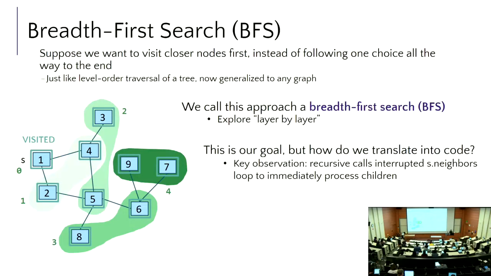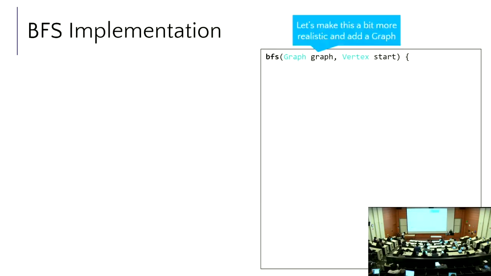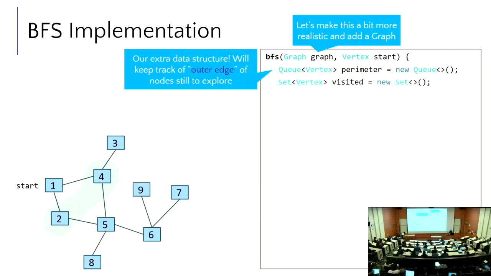So how do we translate this into code? Notice here that we are interrupting recursive calls. We're looping over our immediate children, but we're not allowing the recursion to get down to the base case. So instead, we're not going to do a recursive solution. We're going to do an iterative solution. And here is the next big structure that we're going to add to our algorithm: we are going to add in a queue. So now we have our two structures.